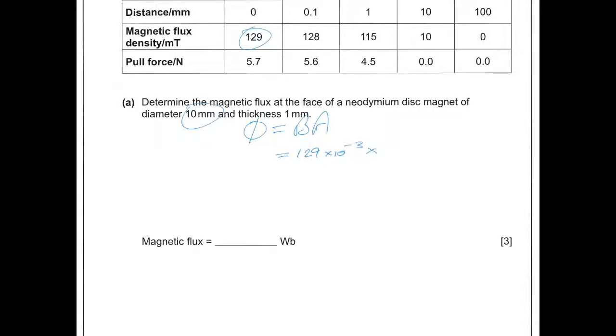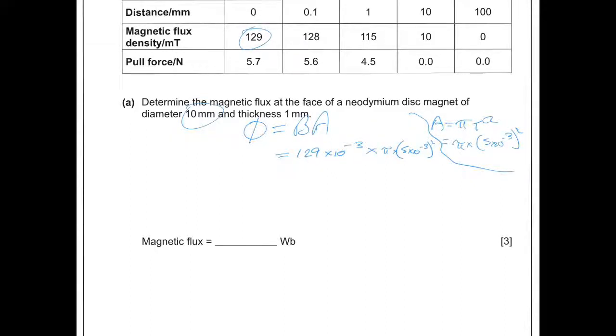So we need to multiply by A here, but we need to watch because the information they've given us is in millimeters. Now A is going to be pi r squared, so if diameter is 10 millimeters, then we're talking about pi times 5 times 10 to the minus 3 for millimeters, and then squaring that. So that's what needs to go in here. And so again, there's always a unit thing here.